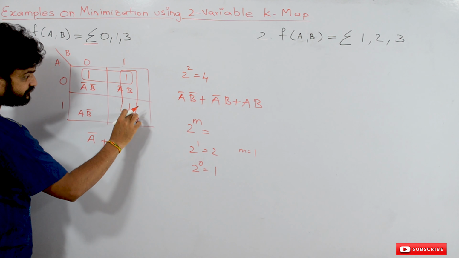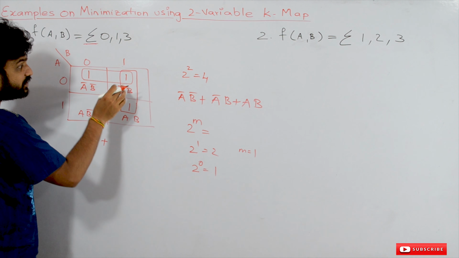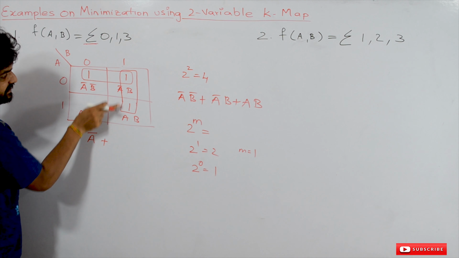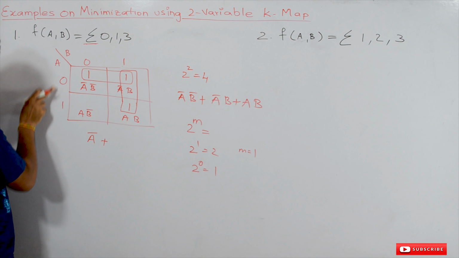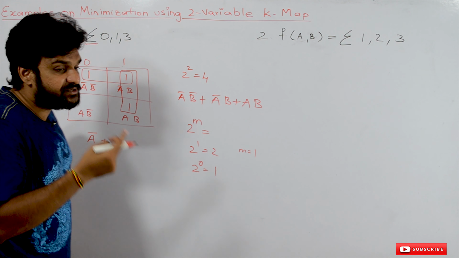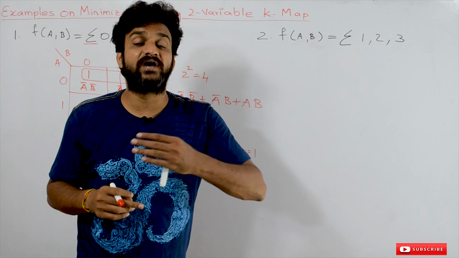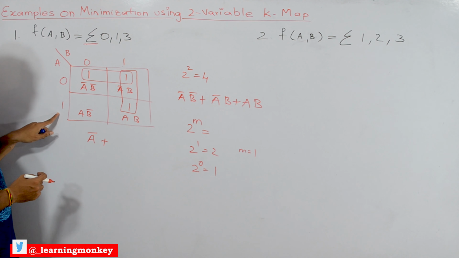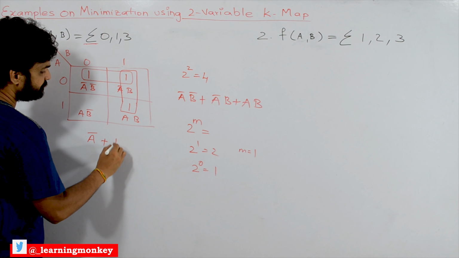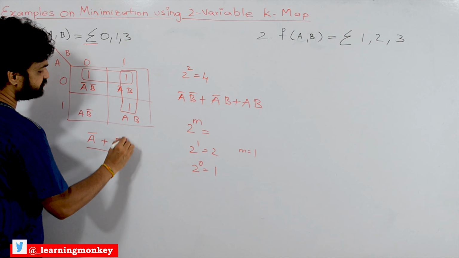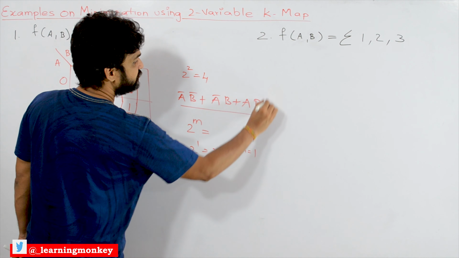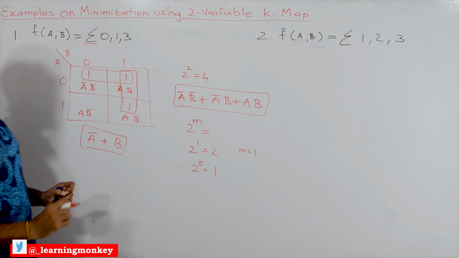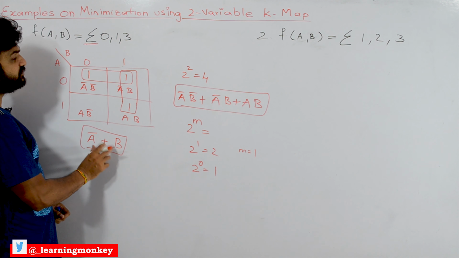So if you consider this subcube, what is the variable which is the same? The variable which is the same is b, but the value of a is changing. So we have to consider the variables which have the same value, and we have to remove the variables which have different values. So we have to remove the variable a and consider b. So the final reduced equation of this given function is a complement b. Okay, so this is the final reduced equation.